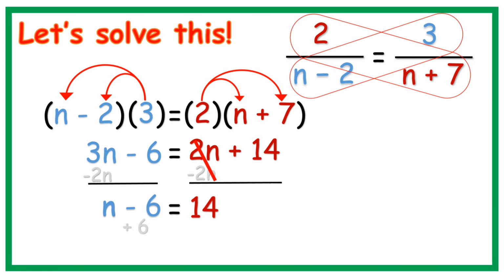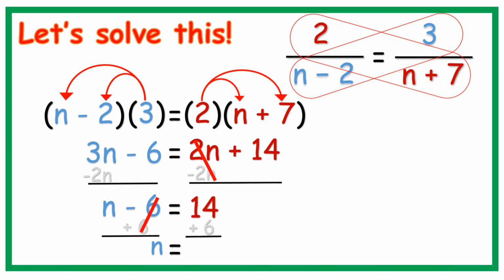Positive 6. When we add 6 on the left side, do it on the opposite side, or in this case on the right side. So let's add 6 also on the right side. That will cancel 6, isolating n. Okay?